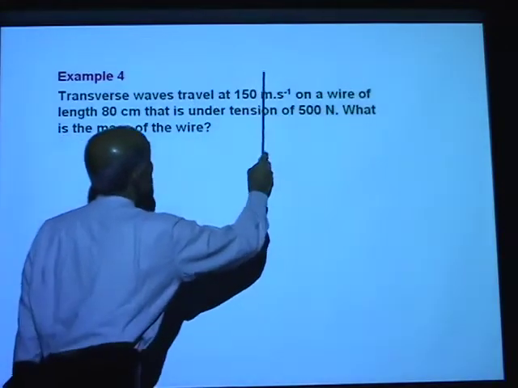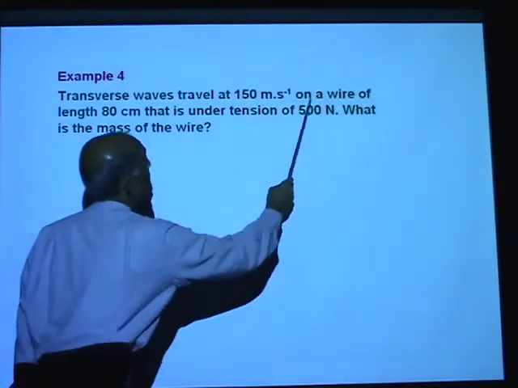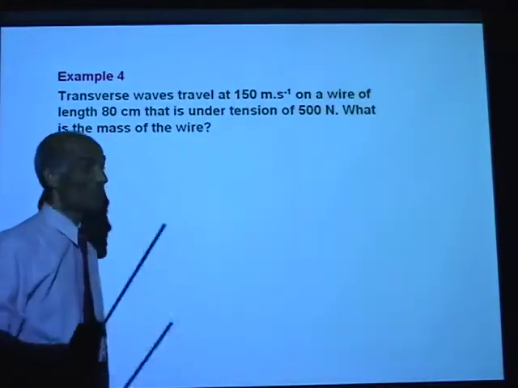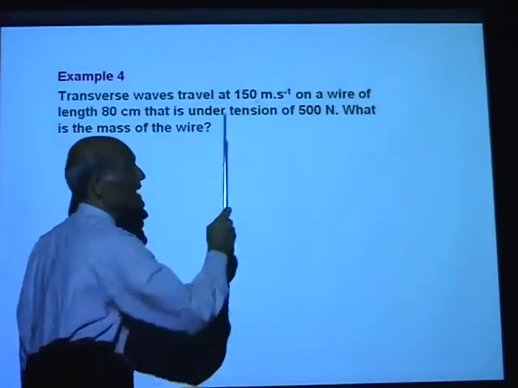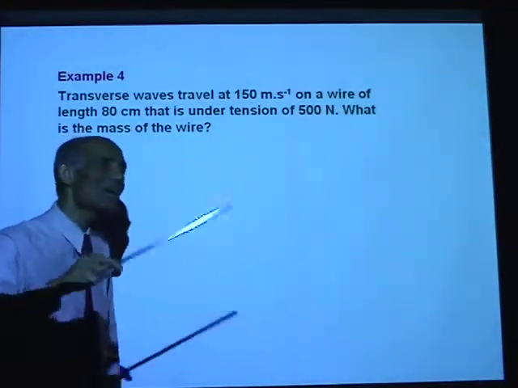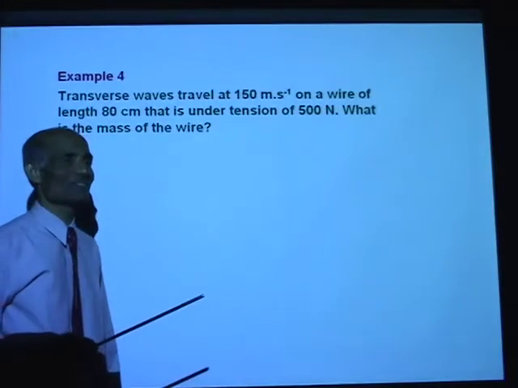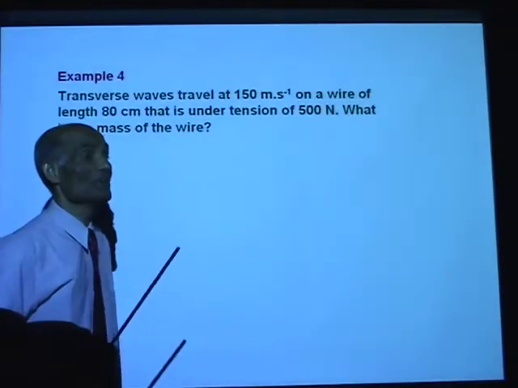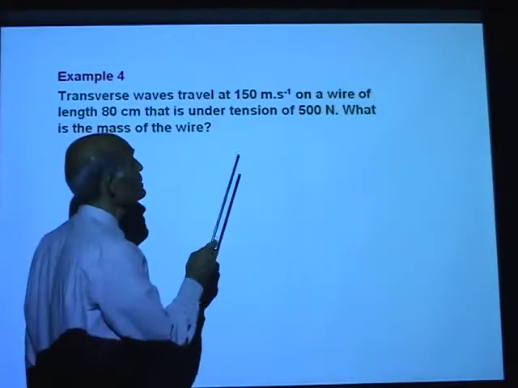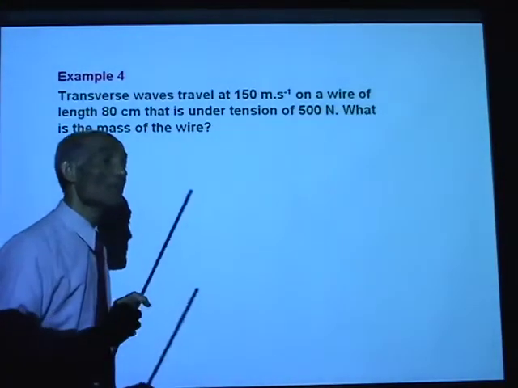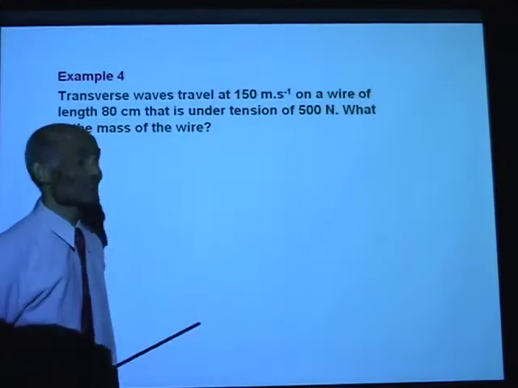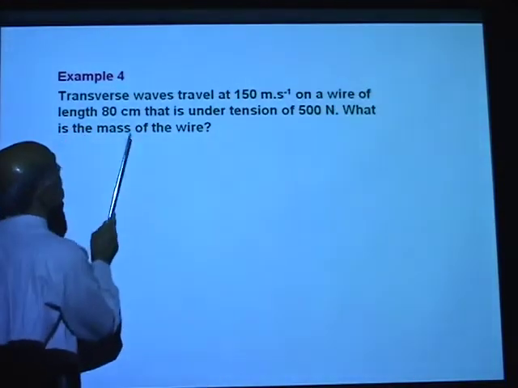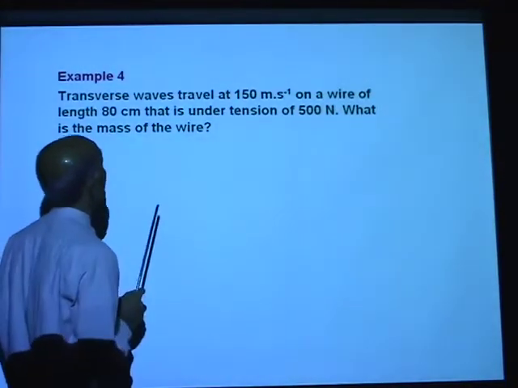You are given the speed. You are given the tension. You know that speed and tension are related. What else is there in that equation? V equal to square root of T over mu. So if you use that equation, you can find mu, the mass per unit length. Alright. We need to find the mass of the wire.